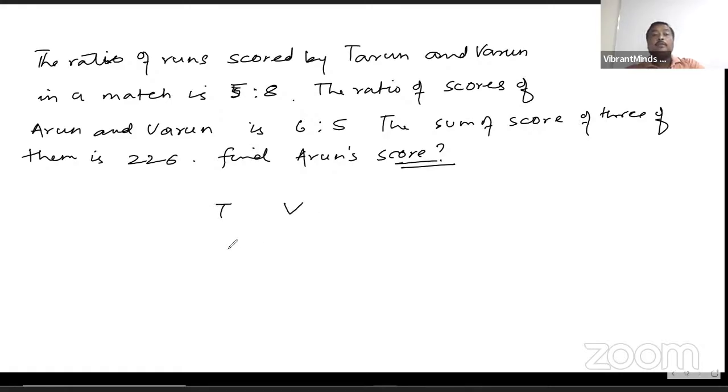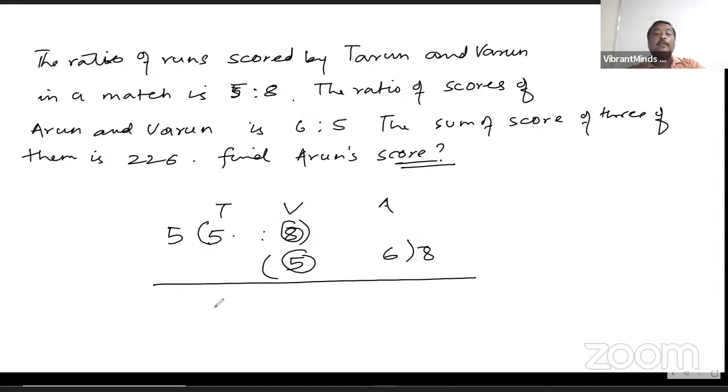Tarun and Varun, the score is 5:8. And Arun and Varun, I have written over here, Arun is 6 and Varun is 5. But these both need to be equal. So what we can do is multiply these two by this number, Varun's 5, and multiply these two by this number, that is 8. And whatever we get is the final.